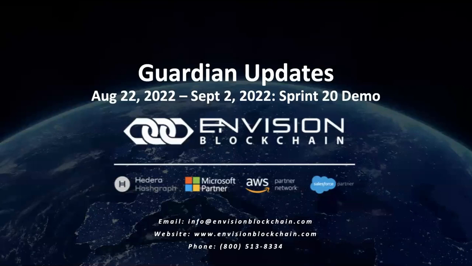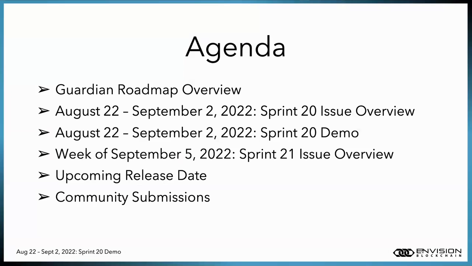Today we'll be giving you Guardian updates of Sprint 20, which lasted from August 22nd to September 2nd. Just a quick overview of the agenda. We are going to give you an update on the roadmap. We are also going to be reviewing the issues that we tackled in Sprint 20. Then we are going to flip over and give you a demo of the issues that we tackled in Sprint 20. We are also going to be talking about the issues that we'll be tackling in Sprint 21, as well as upcoming releases. And then we are also going to be giving you some of the ways that you can submit either bugs or policy requests through various different channels.